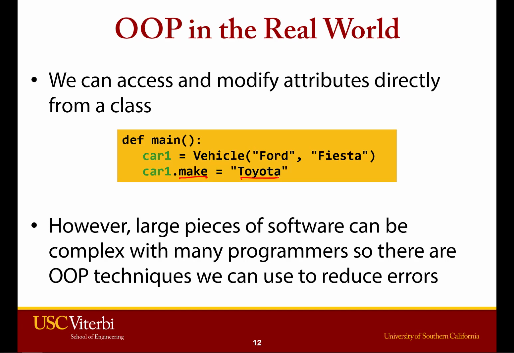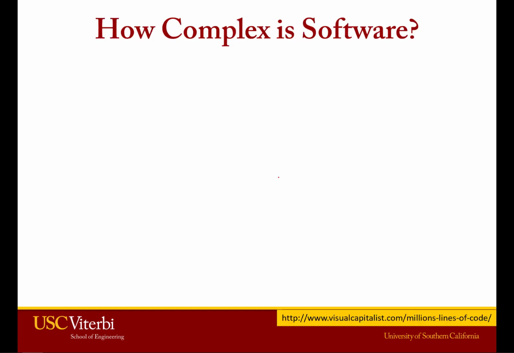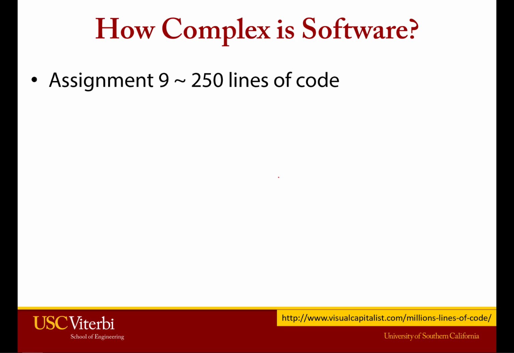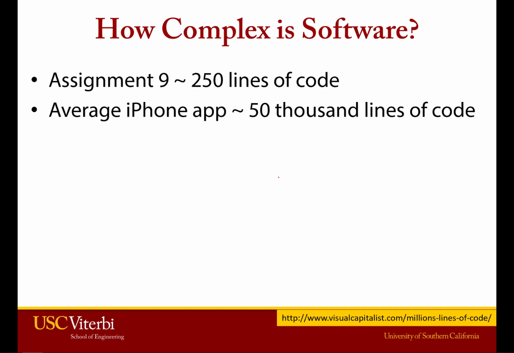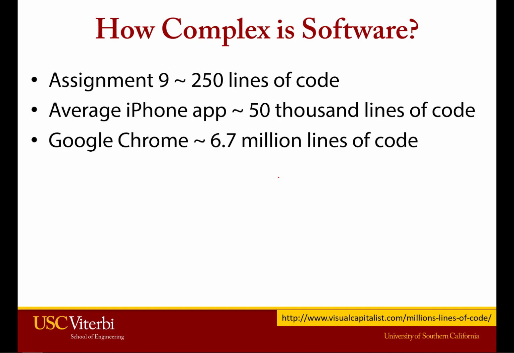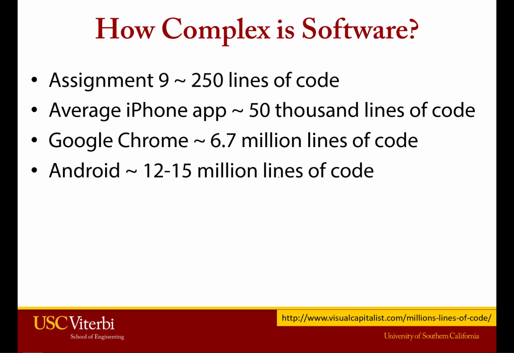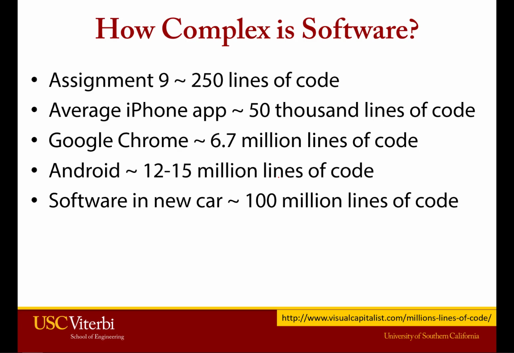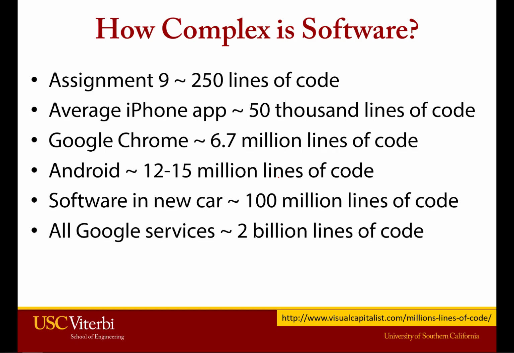However, when we think about what we would actually use in industry, there are specific techniques that accommodate thousands of people and many millions of lines of code on a large project. Just to give you a sense of scale: your final assignment near the end of the class is about 250 lines of code. The average iPhone app might be 50,000 lines of code. It keeps getting bigger, with Google Chrome, Android, and car software, until we think about, for example, all the Google services, which could be 2 billion lines of code.